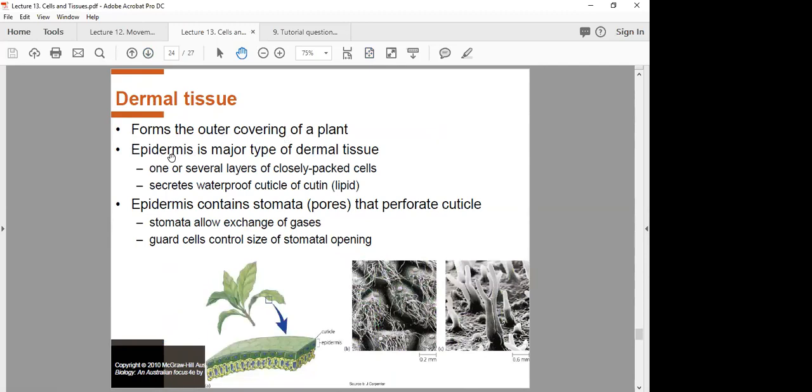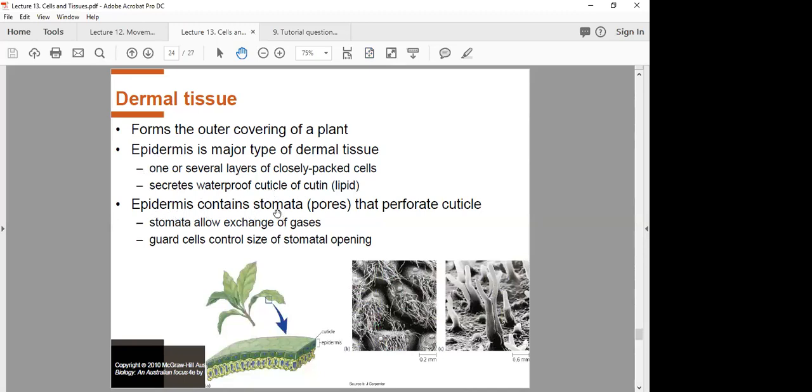But rather than calling the cells epithelial cells, in plants we call them epidermis or epidermal cells. Epidermis is the major type of dermal tissue. It consists of one or several layers of closely packed cells, and epidermal cells are quite specialised in that they secrete a waterproof layer of a substance called cutin, which is a lipid substance. And this layer that forms over the entire surface of the plant is called a cuticle. And obviously, being a waterproof substance, it prevents water loss from the plant.